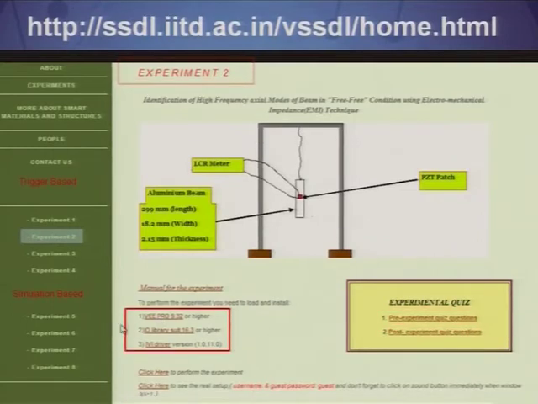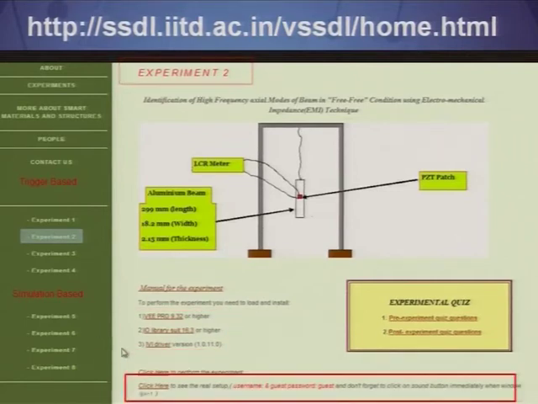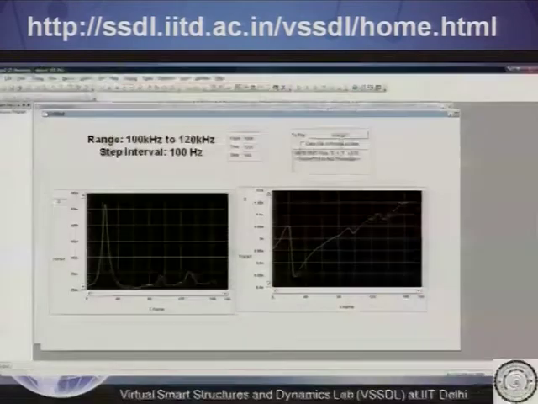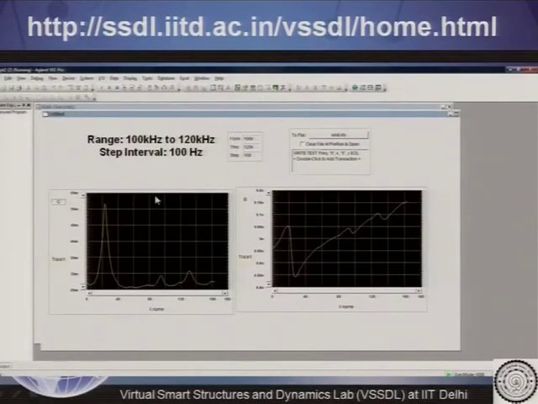If he has already installed the vPro software, he does not need to install it again for experiment number 2, and he can see the real setup of this experiment 2 by clicking this link, and when he clicks this link to perform the experiment, he will be prompted to this screen.